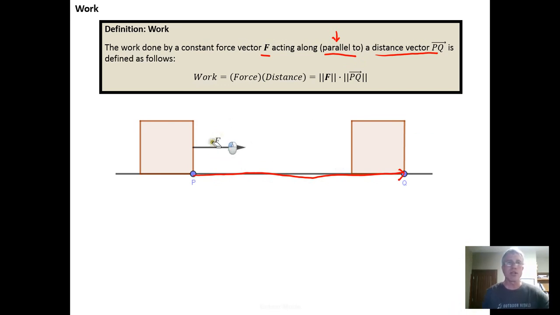We move an object from P to Q through that distance vector. And as long as the force is parallel to the distance vector, then work is simply defined to be the force applied times the distance through which the force was applied. And of course, this definition is assuming constant force. And because we have a vector, all we need to do to find a vector parallel to the distance vector is find the size of that vector and then multiply it by the size of the distance vector, and this will give us force times distance.